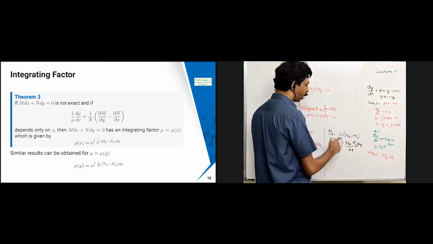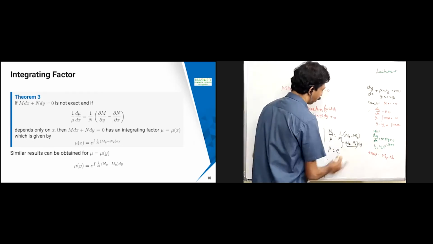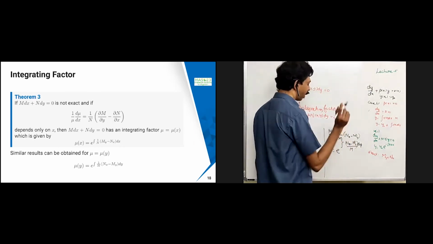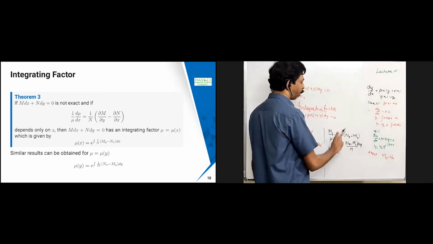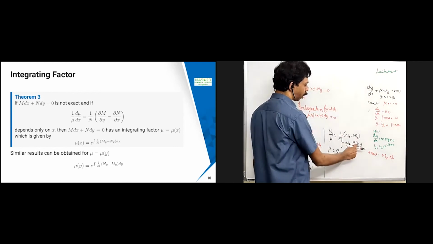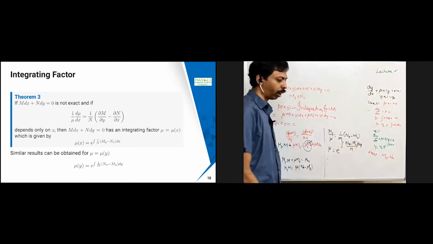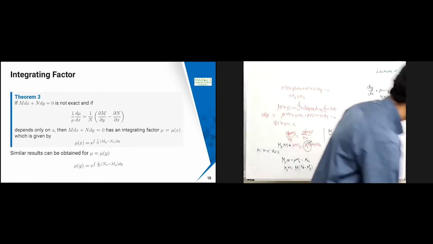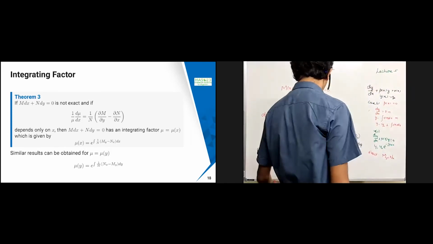See, in the previous one, it was divided by n. In the previous case, it was with respect to x, so (my minus nx) dx was there. Here, with respect to y, therefore this is dy and divided by m. So this is the other formula for the integrating factor if nu is a function of y alone.